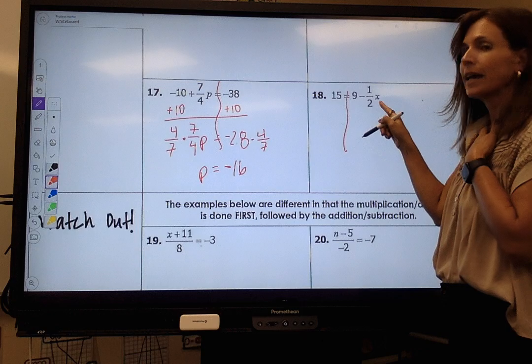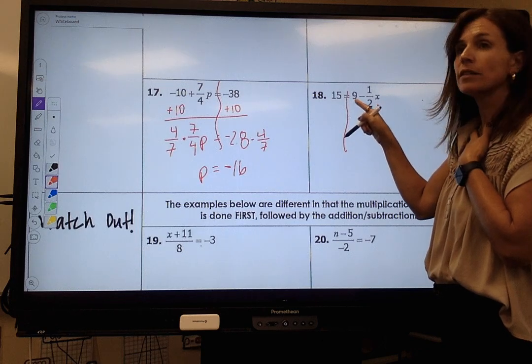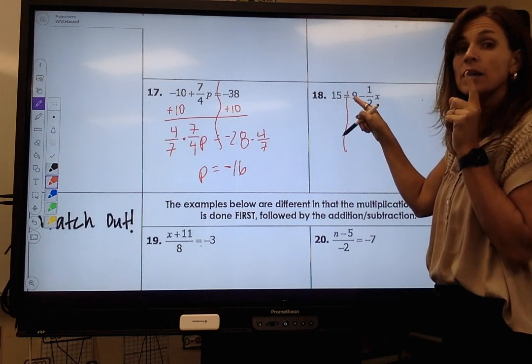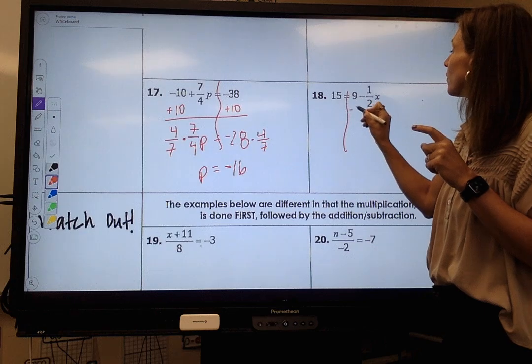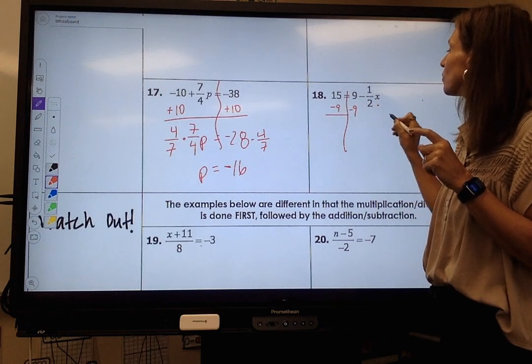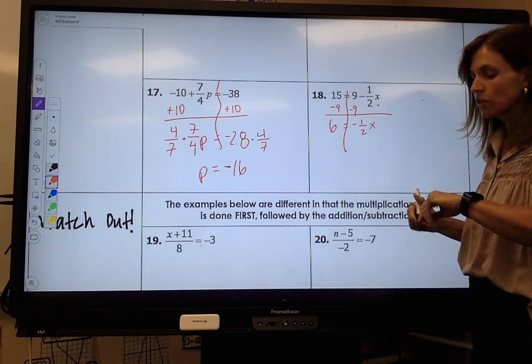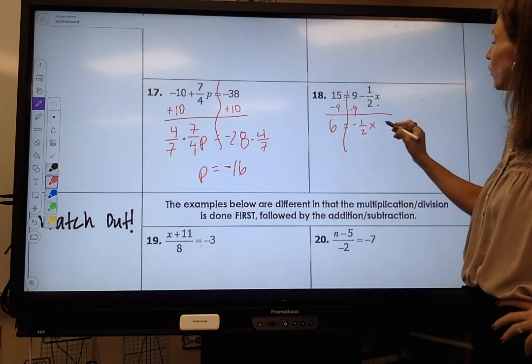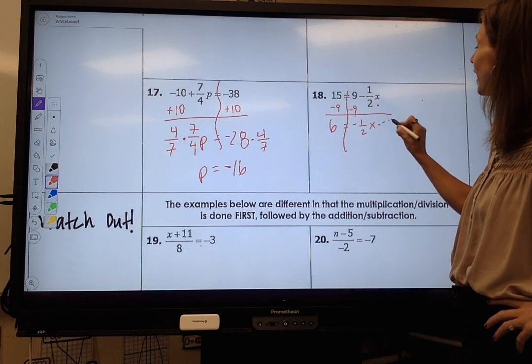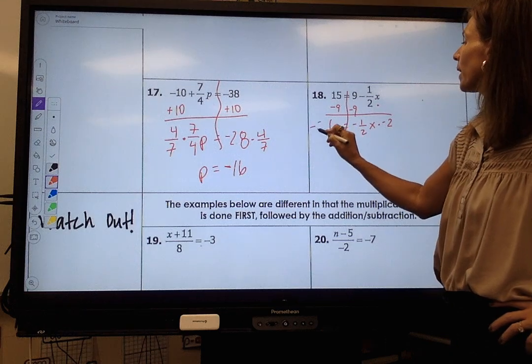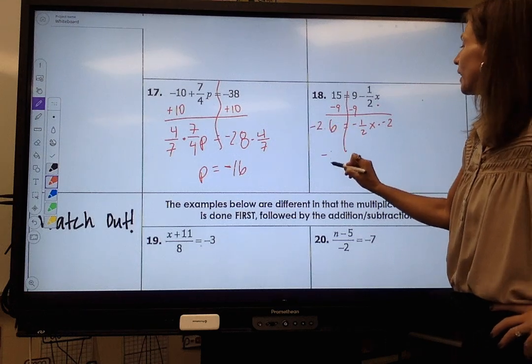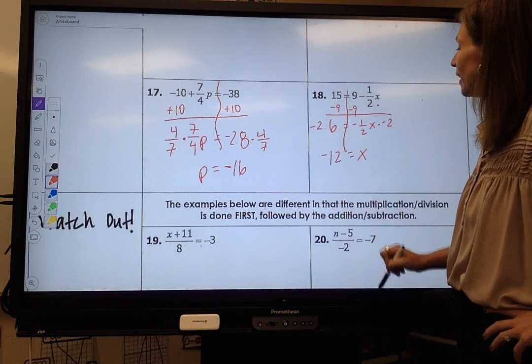All right, over here. My goal is to get x by itself. So I got to get rid of the constant term, which is a positive 9. So additive inverse of a positive 9 is a negative 9. Subtract on both sides. I get 6 equals negative 1/2 x. So here I'm going to do the multiplicative inverse. So I'm multiplying by a negative 2, multiplying by a negative 2, and I get negative 12 equals x.